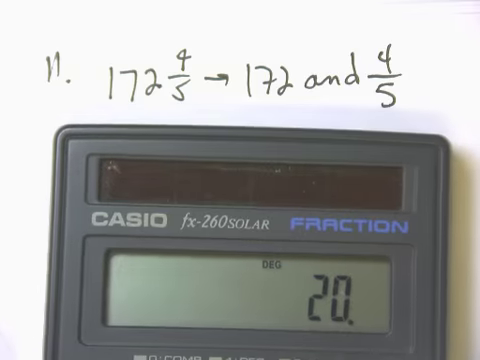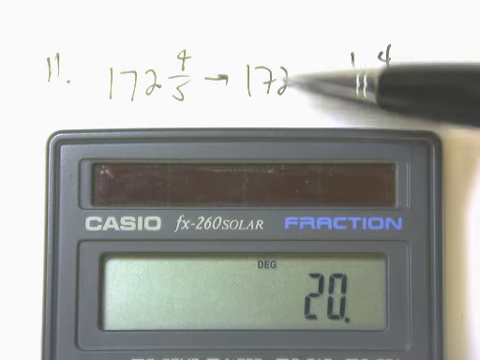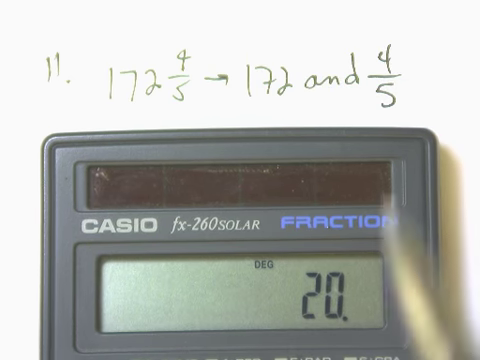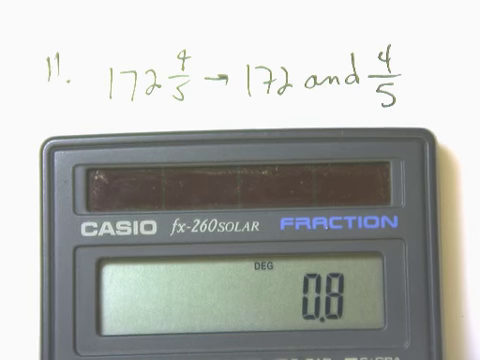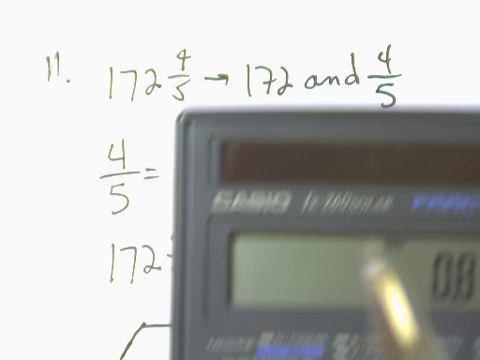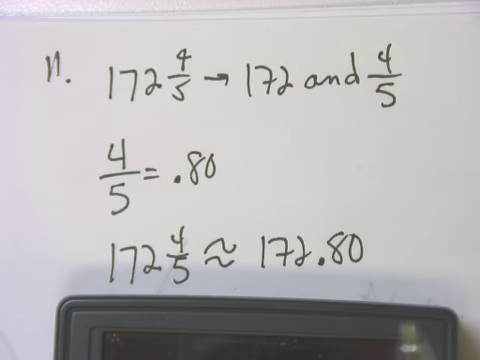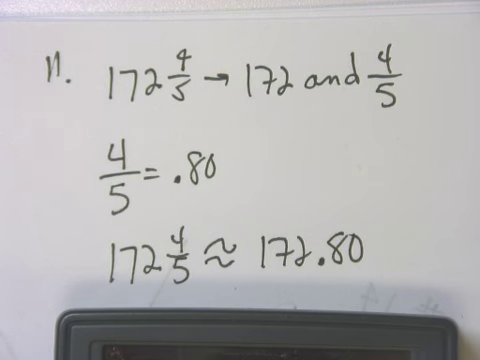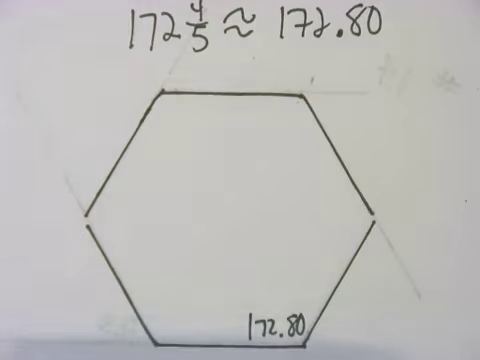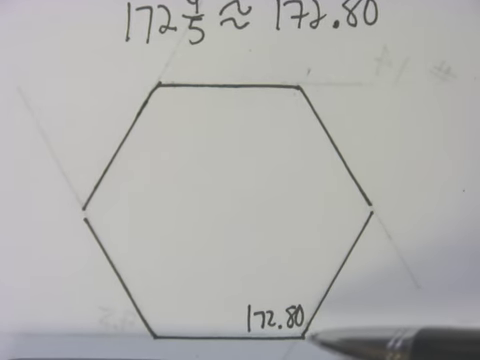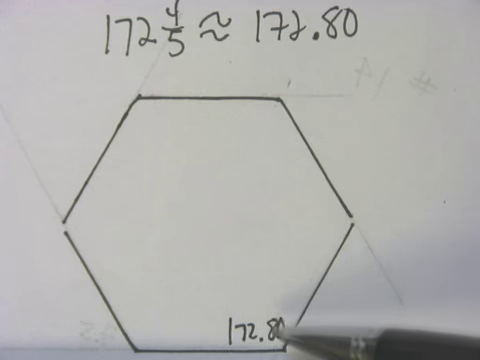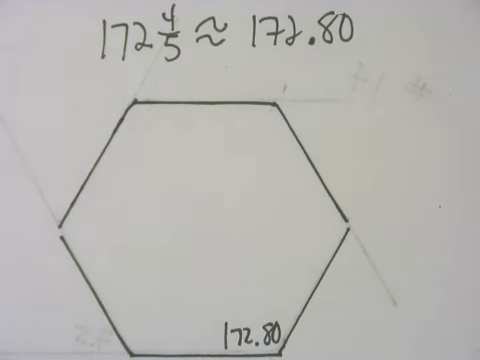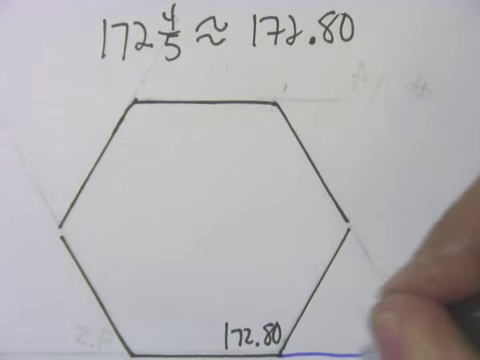Now number 11 is a little tricky. Again, they try to make it a little bit difficult here. Remember that 172 and 4/5 is really 172 and 4/5. If you take 4/5 in a calculator, 4 divided by 5, you get 0.8. So really 4/5 is equal to 0.8. So 172 and 4/5 is really equal to 172.80. Okay? So I would have a polygon that has 172.80 as an internal angle. It's a pretty self-terminating decimal, so I don't need to round anything from here. I'm just going to leave it like that. Again, if they want you to round, they would tell you.